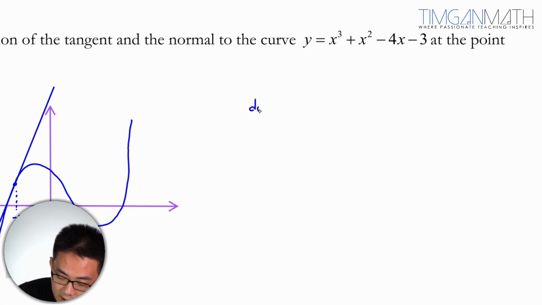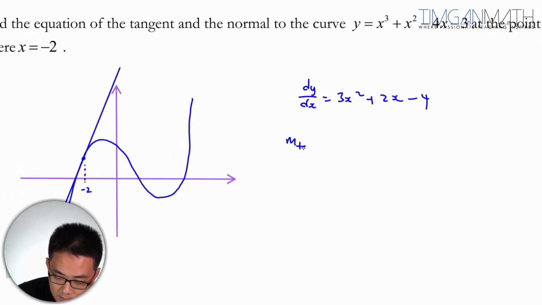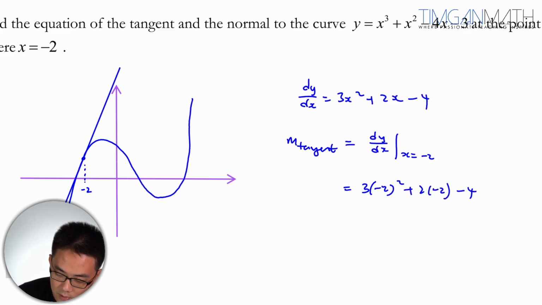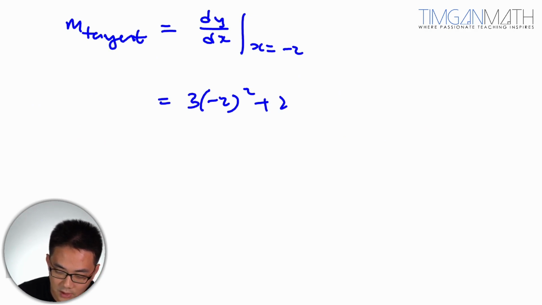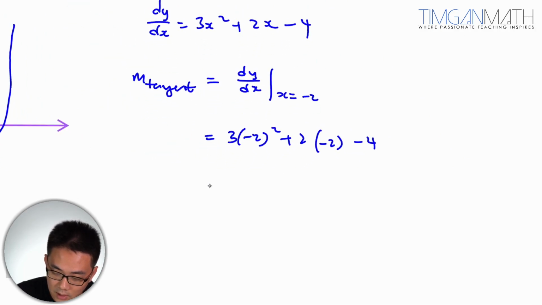So dy/dx would be 3x squared plus 2x minus 4, at the point where x equals -2. So m tangent, the gradient of the tangent, is equal to dy/dx when x is equal to -2. In this case, it's 3(-2) squared plus 2(-2) minus 4. Let me apologize for the horrible handwriting here. Key it in the calculator, you should be able to get that.